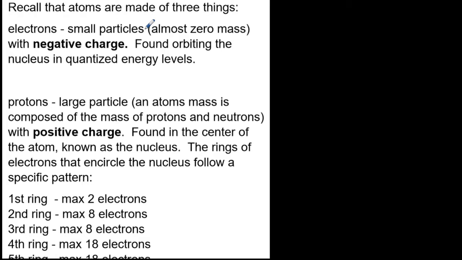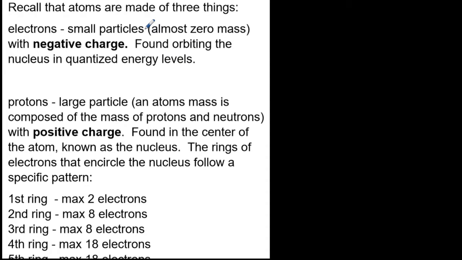So let's make a little recall that atoms are made up of three things. Electrons, which are small particles that almost have zero mass, with a negative charge, found orbiting the nucleus in quantized energy levels. Protons are large particles; an atom's mass is composed of the mass of the protons and the neutrons, as we talked about before. It has a positive charge, and it's found in the nucleus, or the center of the atom.